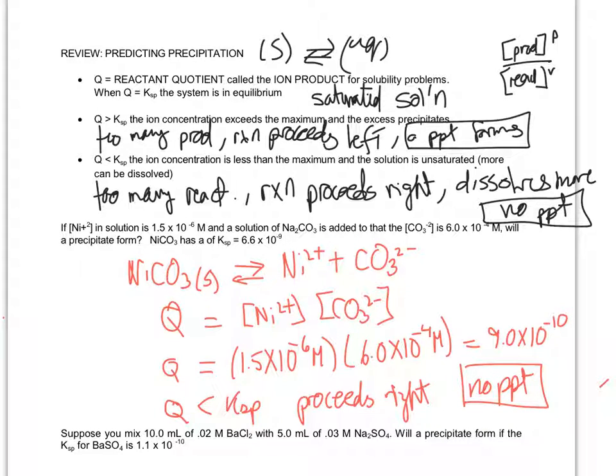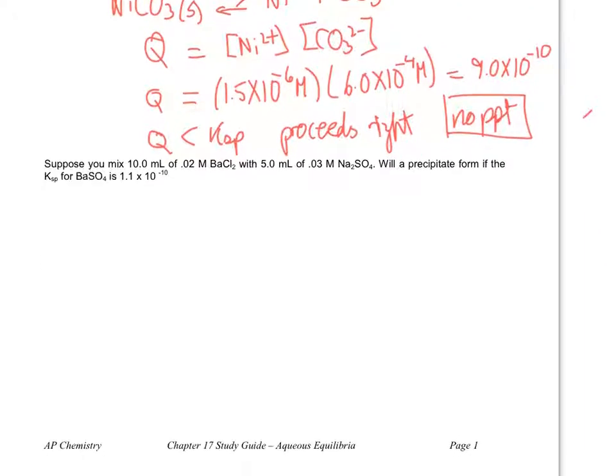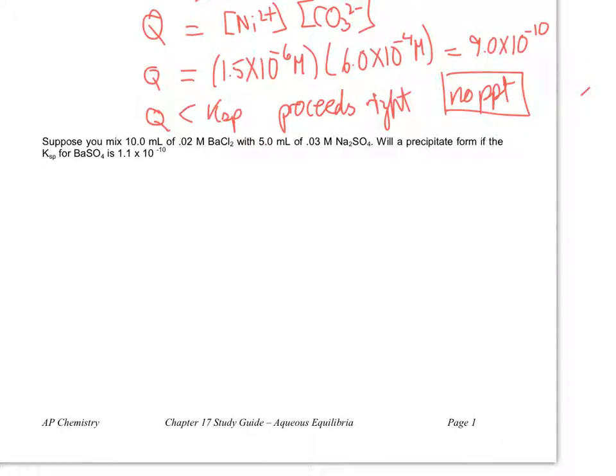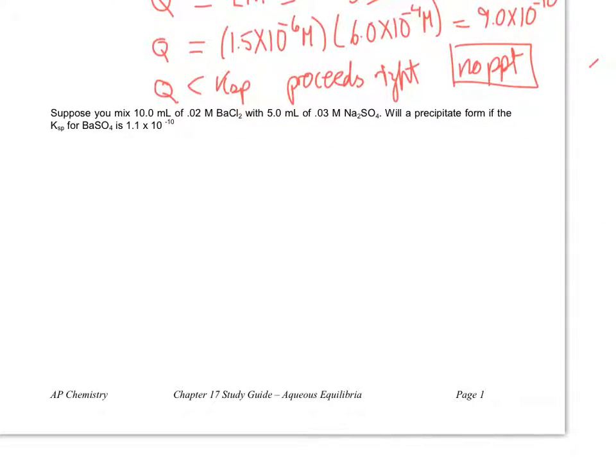Let's try another one. Suppose you mix 10 milliliters of 0.02 molar BaCl2 with 5 milliliters of 0.03 molar sodium sulfate. Will a precipitate form? And they give us the KSP for the barium sulfate. So that kind of tells us if a precipitate forms, it's going to be barium sulfate. The other reason why we would know that is because sodium salts are all soluble.